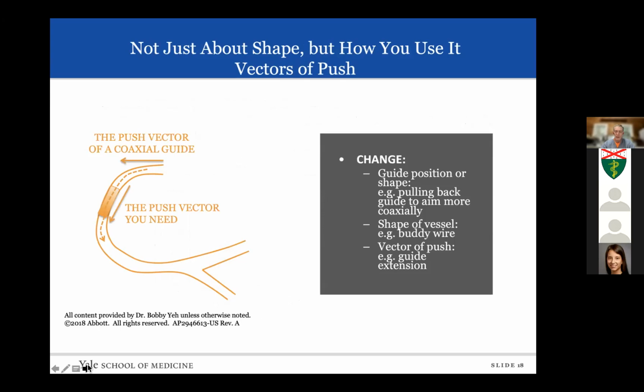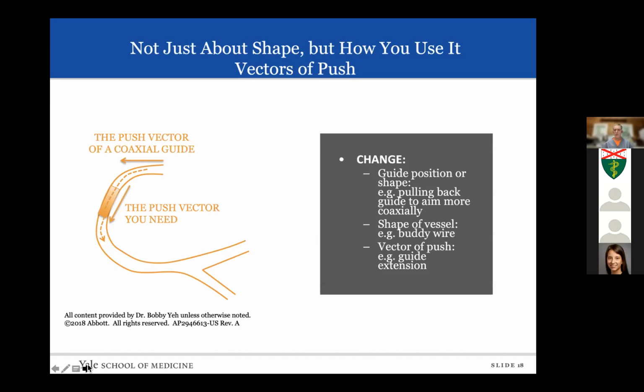So if you have a down-going circ and you chose a short guide and it's pushing up into the left main, it's going to be very difficult to push things off the roof of the left main and bank them into the circumflex. You're better off taking a long guide, pulling it up, getting the vector of the guide pointing down into the circumflex, and even adding a guide extension, which we'll mention later. The other thing you can do sometimes is change the shape of the vessel by putting in a stiffer buddy wire and straightening it out as well.